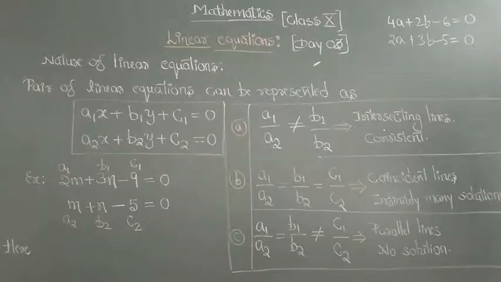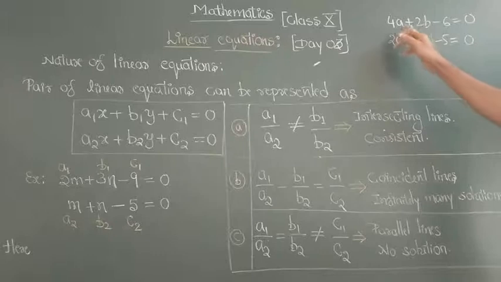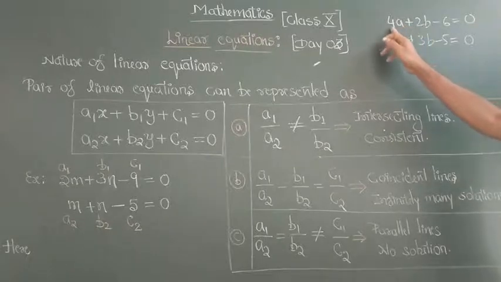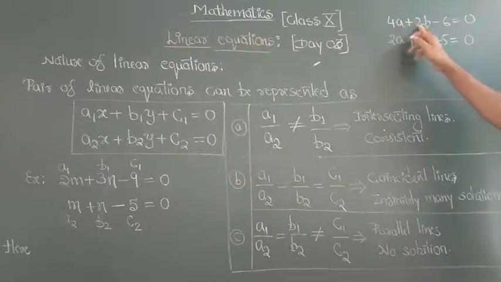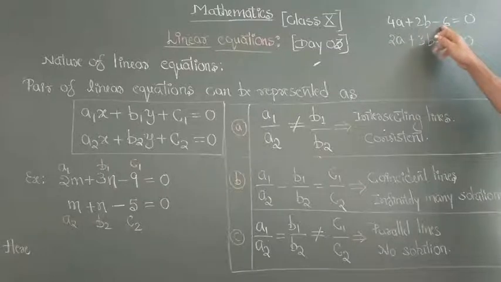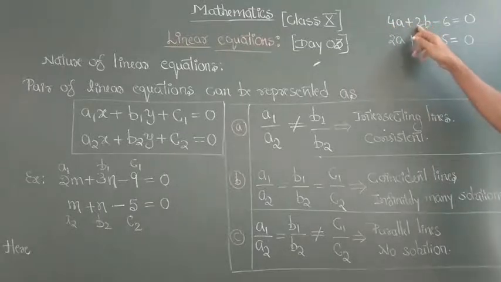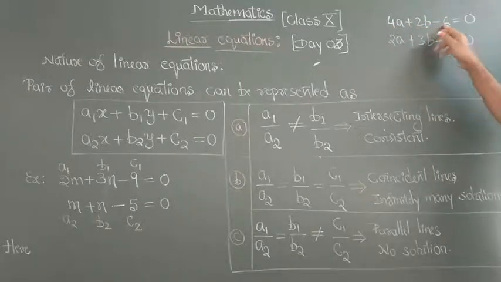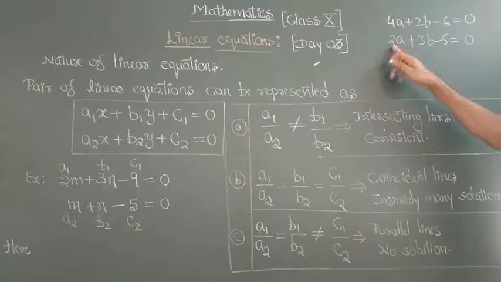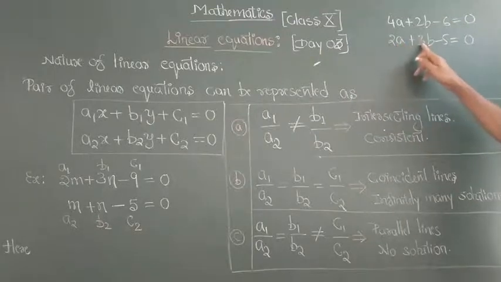Now the coefficients of the first one are a1, here it is b1 and it is c1. That means here in the first equation a1 equal to 4, b1 equal to 2, c1 equal to minus 6. In the second equation a2 equal to 2, b2 equal to 3 and c2 equal to minus 5.